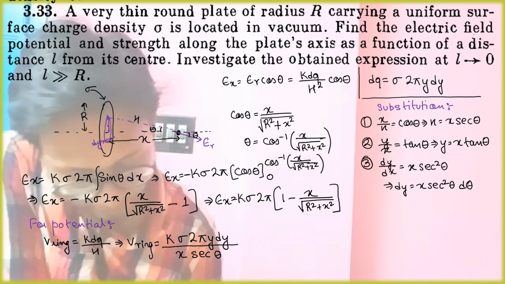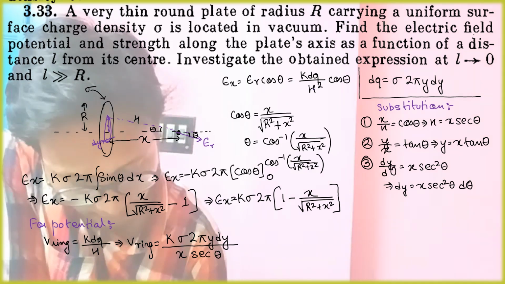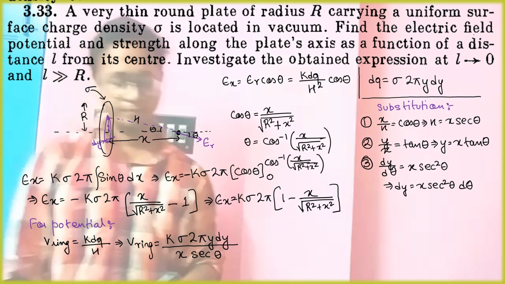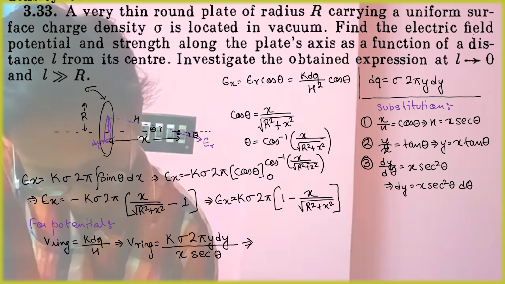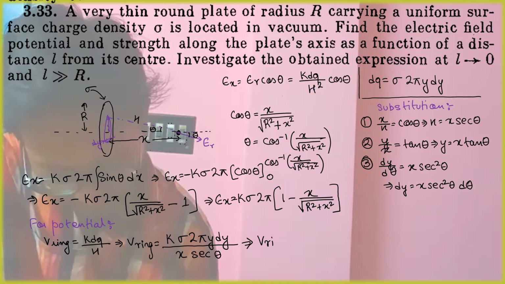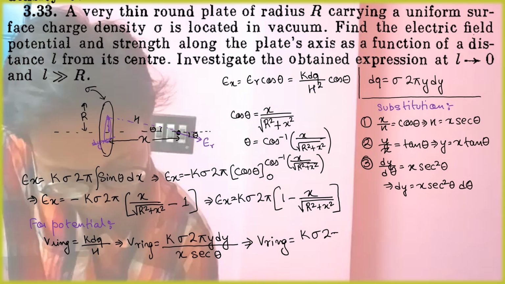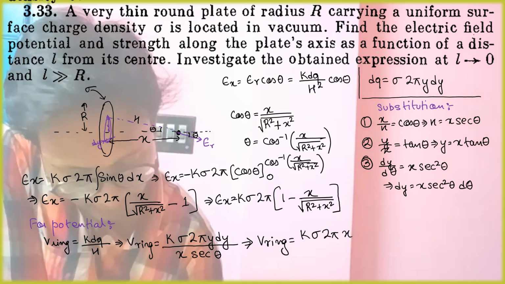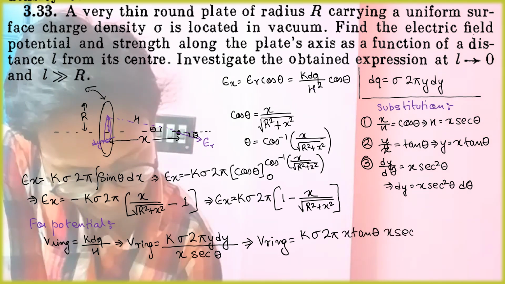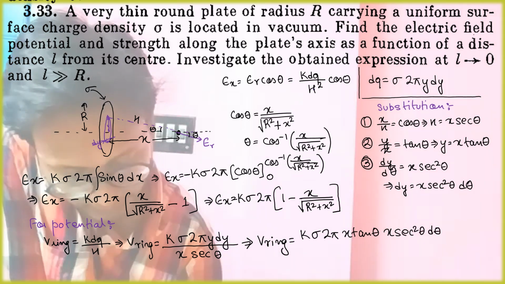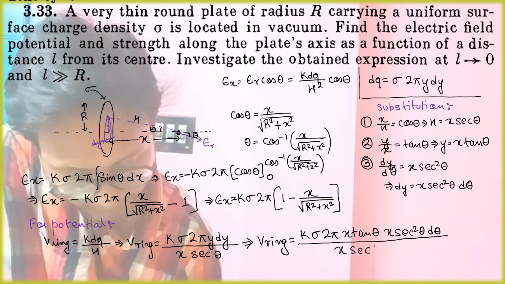See, if I differentiate with respect to theta, there is an error I made out here. Okay. So similarly, V ring is simply k sigma 2 pi. What is the value of y? y is x tan theta. What is the value of dy? x sec square theta d theta.